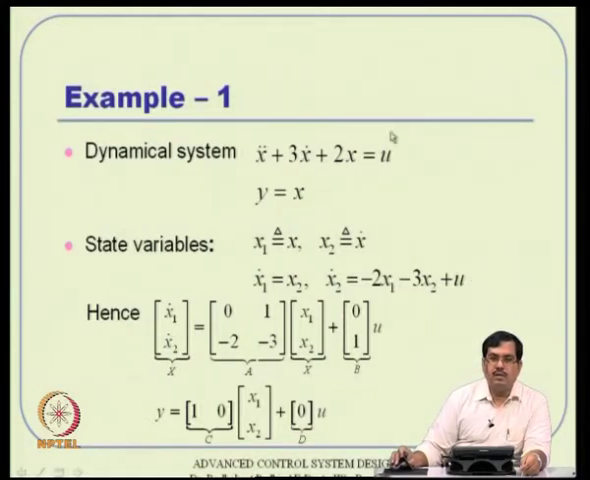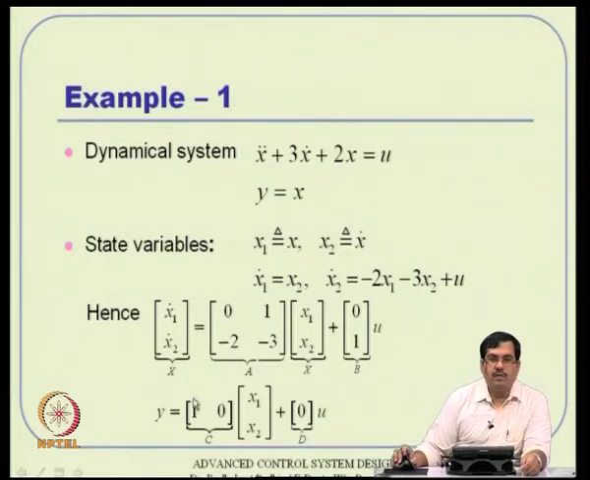So, because this is a linear system, I will be able to write it in the standard form, and hence I will put it in a vector matrix representation. I will put the same equation what I see here, x1 dot is x2, that means 0 times x1 plus 1 times x2 plus 0 times u. So, that consists of my first row, and x2 dot is minus 2 of x1 minus 3 of x2. So, minus 2 and minus 3 here plus u, that means 1 u. So, this is my A matrix, that is my B matrix.